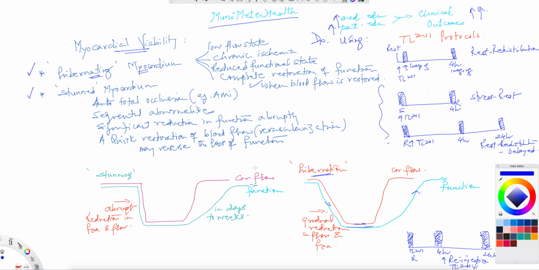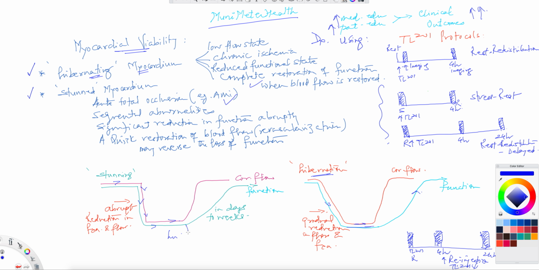Stunning, on the other hand, implies an abrupt loss of blood supply to the region. The classic example is obviously acute myocardial infarction, where there is a total or near total occlusion of the vessel. So here you have the blood flow, folks, and then it abruptly stops. The blood flow just declines, and then it stays that way for several hours. This is only in hours, and following that the function has deteriorated rather quickly at the same time. So you'll see the function has declined.